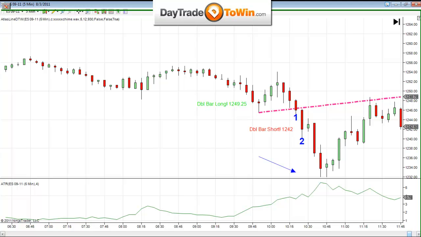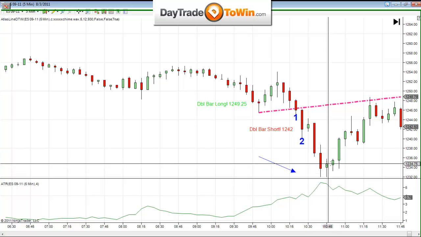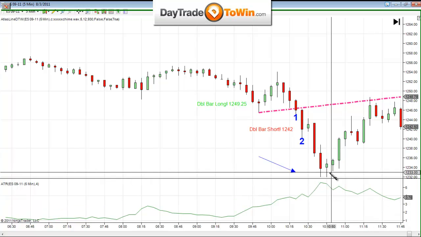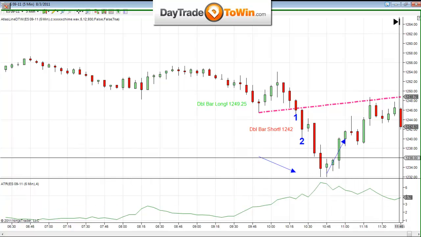I'm looking at this and I say to myself, what is a pullback? To me, when I see a pullback, all I need is 2 consecutive green candles because we're below the Atlas line. My bias is short to begin with because price is below the Atlas line. So I want to go short the market on a pullback, but first I have to say what a pullback is. 2 consecutive green candles is a pullback. I see them right here, 1, 2, 3, 4. All of these green candles are price pulling back.